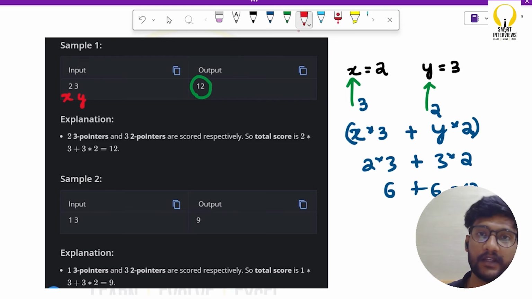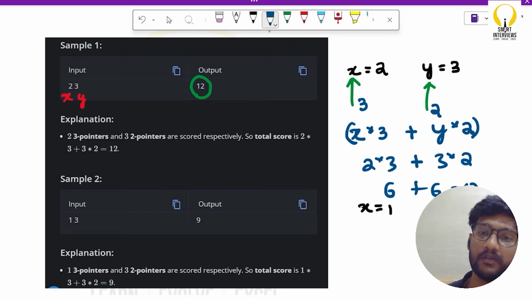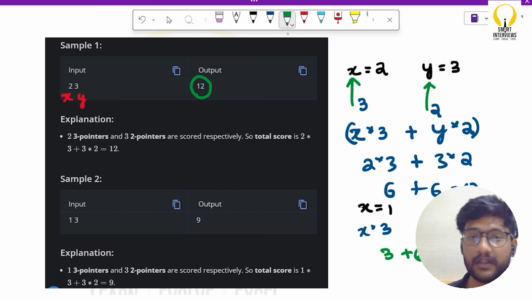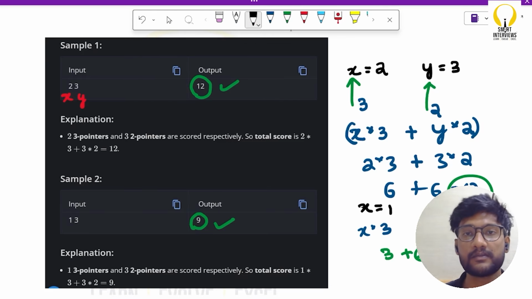In the same way, if you take the second example, x is 1 and y is 3. So what you will do: x into 3 and y into 2. That means you'll get 3 plus 6, which is 9. So your answer will be 9. So here you got 12, and here you got 9. So this will be your output basically. Now we'll try to solve this problem in the editor.